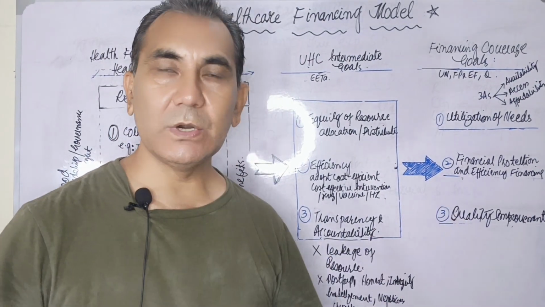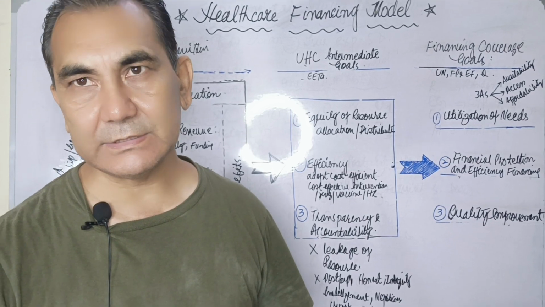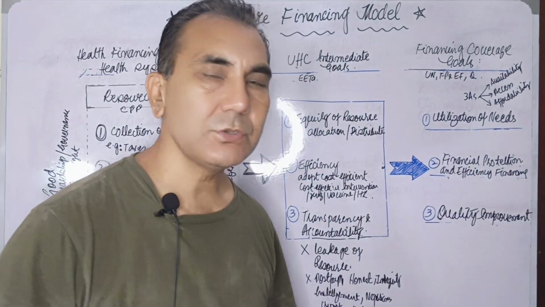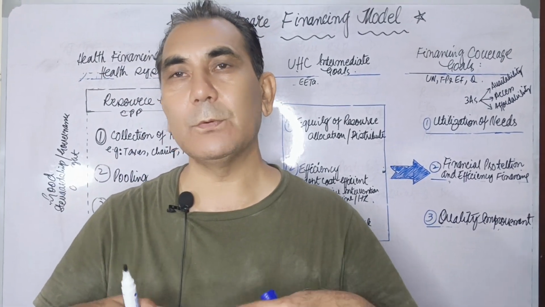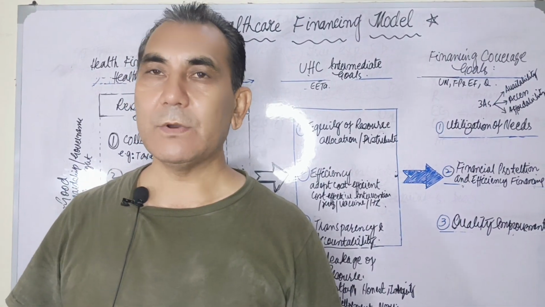And the second one is financial protection, and efficient financing is a very key component. And the last one is quality improvement. The quality of the services should be improved, which is the financial coverage goal.